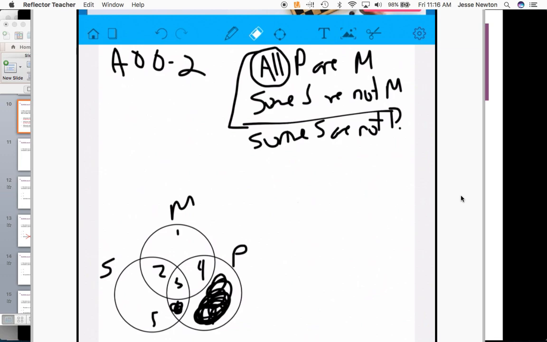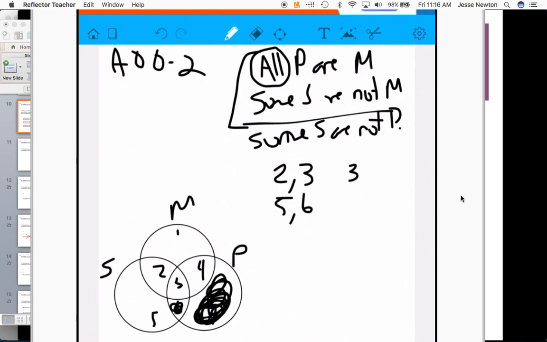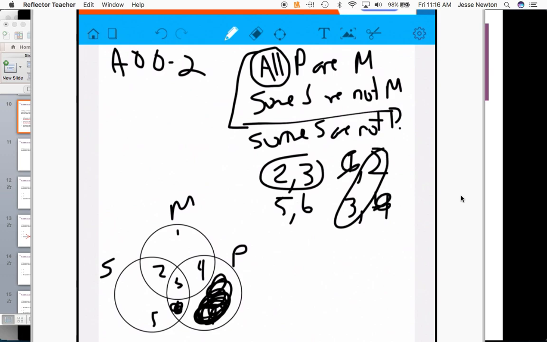Now we come to the second premise. Some S, 2, 3, 5, and 6 are not M, 3, 4. 1, 2, 3, 4. We locate the regions of overlap, 2 and 3, 2 and 3. And we're saying some are not. Notice that word, not there. And not in 2 and 3, which means they're in 5 and 6.